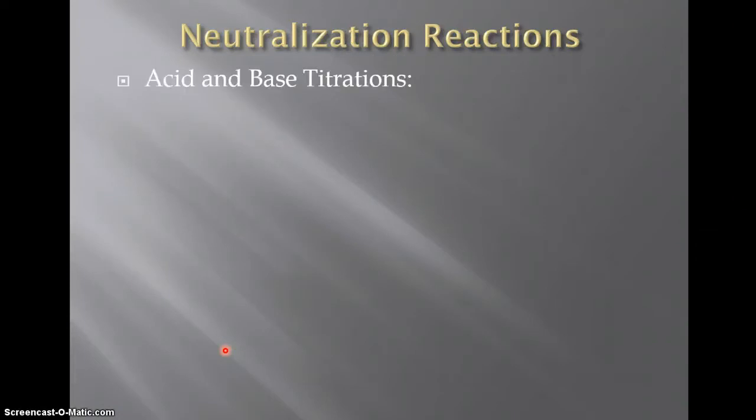Now, part of the way we do that is through what we call acid and base titrations. And titration is basically you have a certain amount of, let's say, an acid, and you want to neutralize it. So obviously, what are you going to neutralize it with? A base. And so let's say you have a certain base.